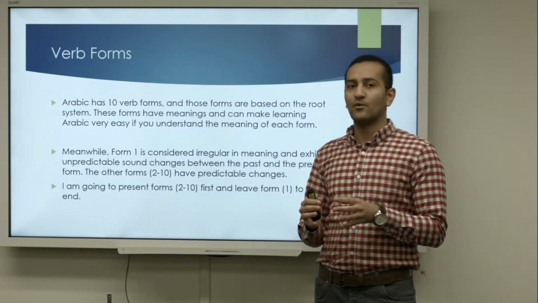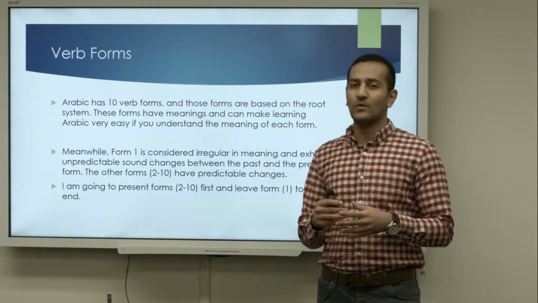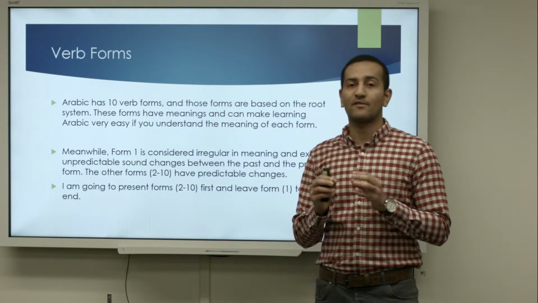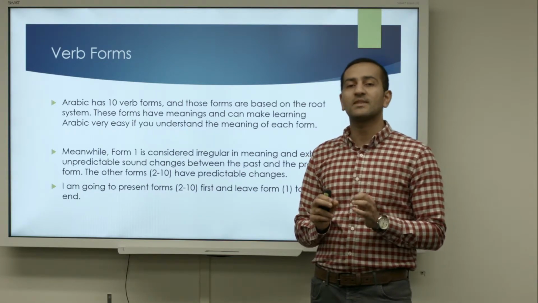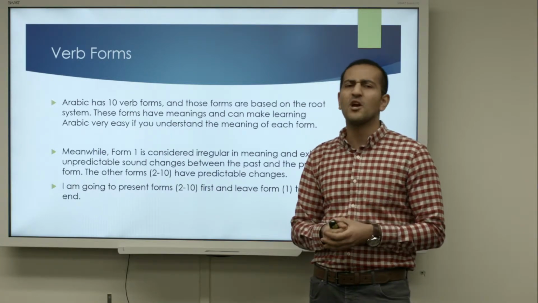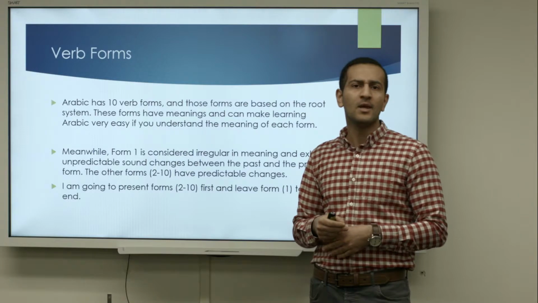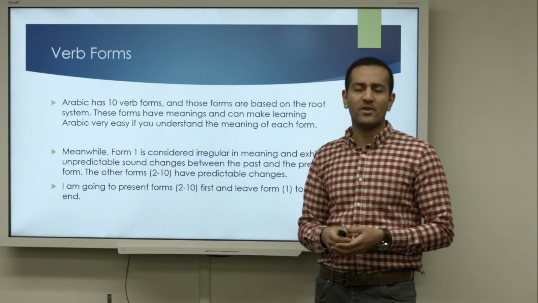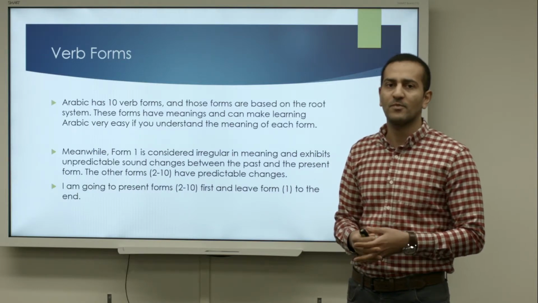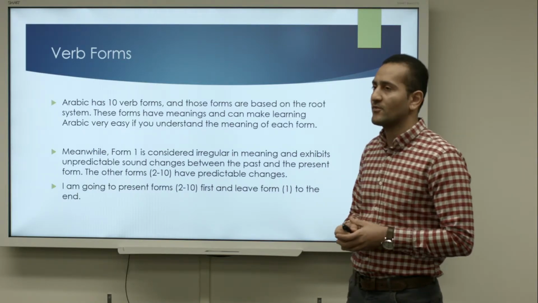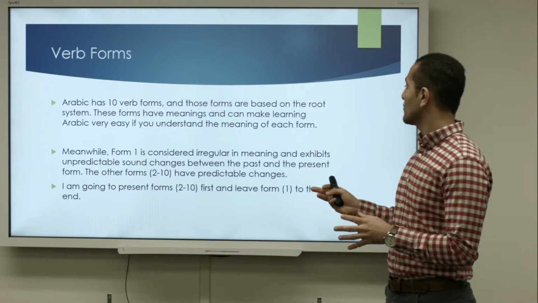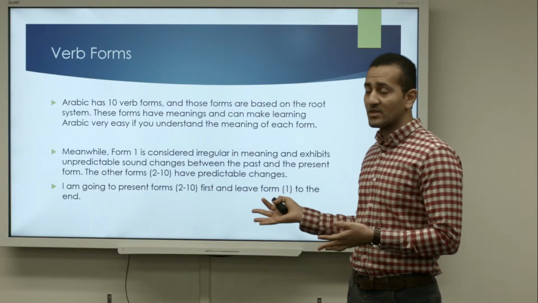So now we have an idea of what roots are and how it works a little bit. Let's see, what about the forms in Arabic, like the verb forms? Arabic has 10 common verb forms. There are a few others, but they are rarely used. It is very unlikely that you would meet one of those other forms. But mostly there are 10 forms in Arabic verbs, and those forms are based on the root system that we described.